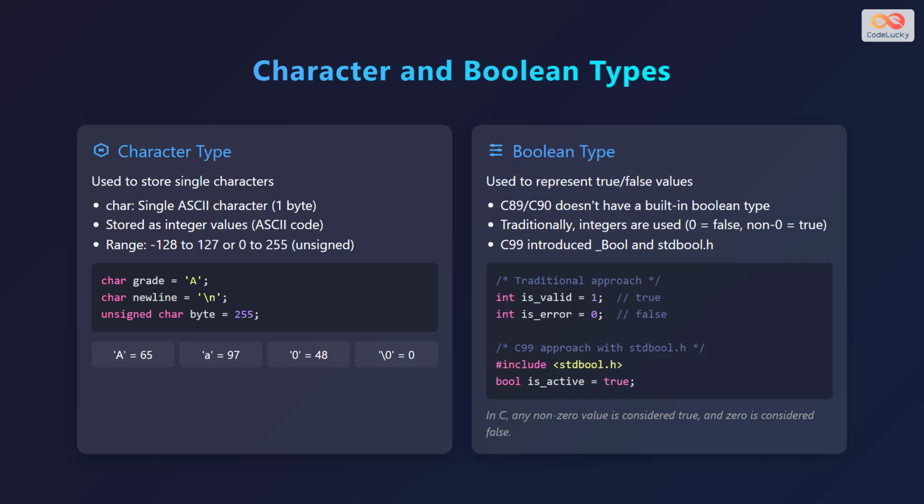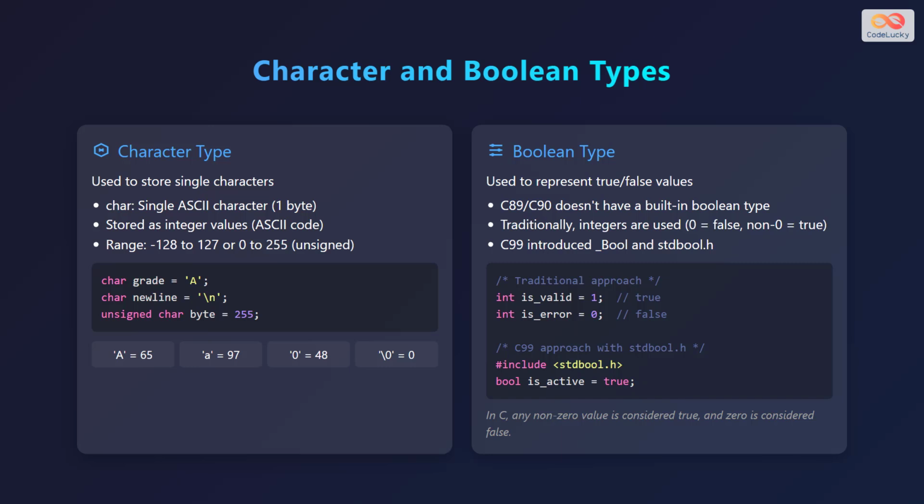Now let's explore character and Boolean types. Character types are used to store single characters, with char being the most common. A char typically stores a single ASCII character and occupies 1 byte of memory. It's stored as an integer value corresponding to the ASCII code, with a range from -128 to 127, or 0 to 255 if unsigned. For example, char grade = 'A', char newline = '\n', and unsigned char byte = 255.